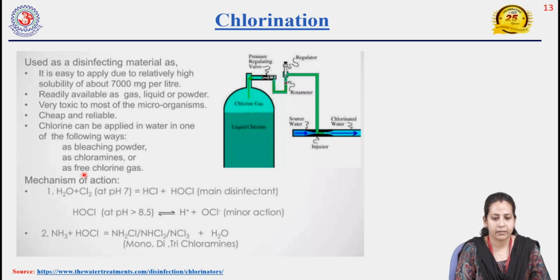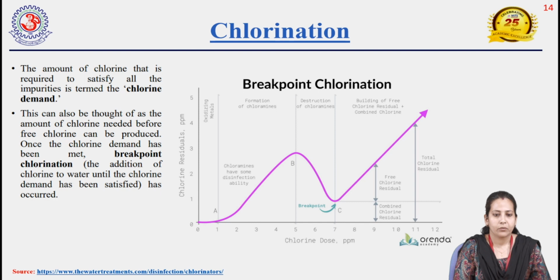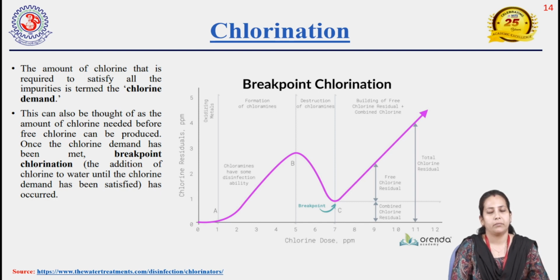So this is the mechanism of action. When chlorine is mixed with water at pH 7, the neutral pH, it forms hydrochloric acid HCl and HOCl, which is the main disinfectant, and this is from the bleaching powder or the chloramines. Okay, so this is the mechanism of action of chlorination. Chlorination depends on the dose of chlorine added, and it may be pre-chlorination, post-chlorination, super-chlorination, dechlorination and breakpoint chlorination.